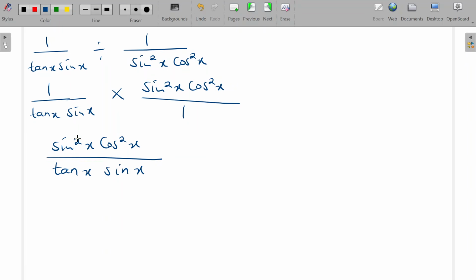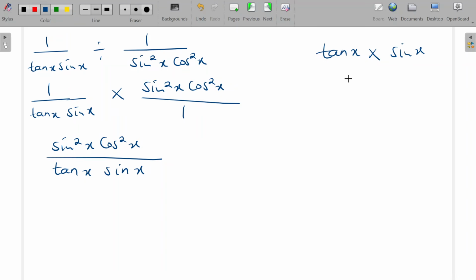When you reach this point, the end answer is supposed to have cos only, cos to the power 3x. So your duty now is to remove the tan and the sine. Here, let me start with the one at the bottom. The one at the bottom here is tan x, and tan x is multiplying with sine x.